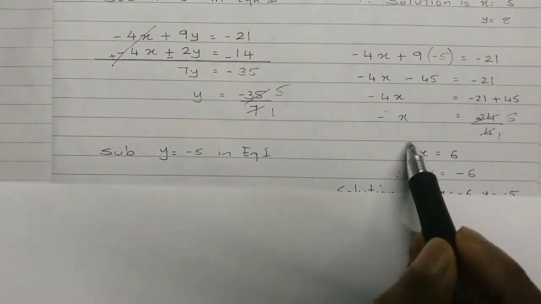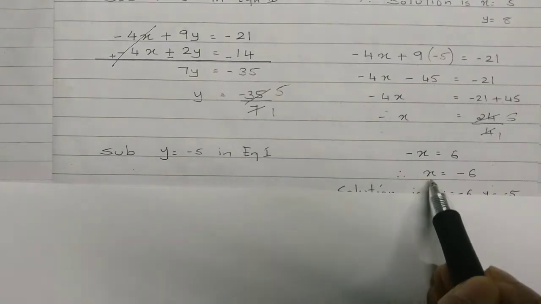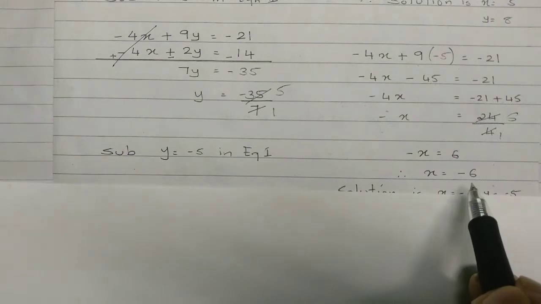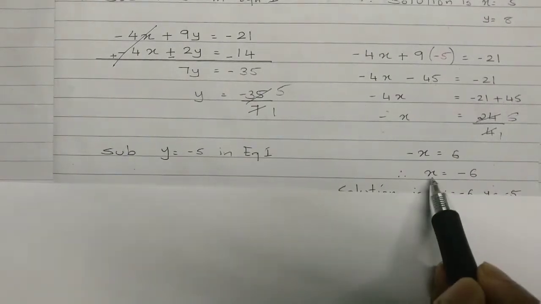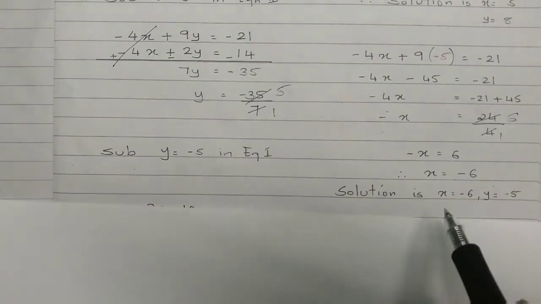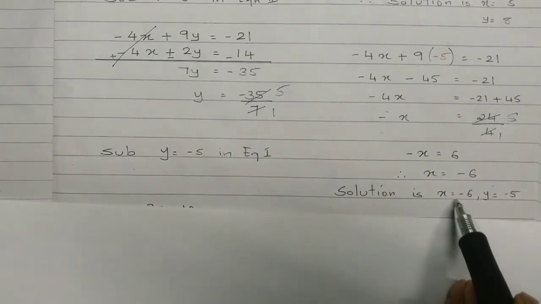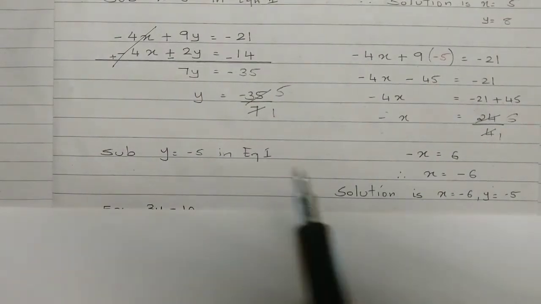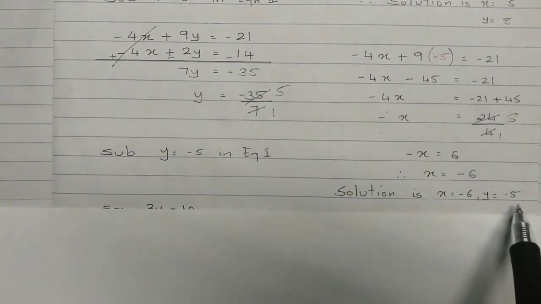But I don't want a value of minus x. I want it for x. So all I will do is take the sign and throw it to the 6. So this will become x is equal to minus 6. And therefore my solution is x is equal to minus 6 and y is equal to minus 5. I have written over here.